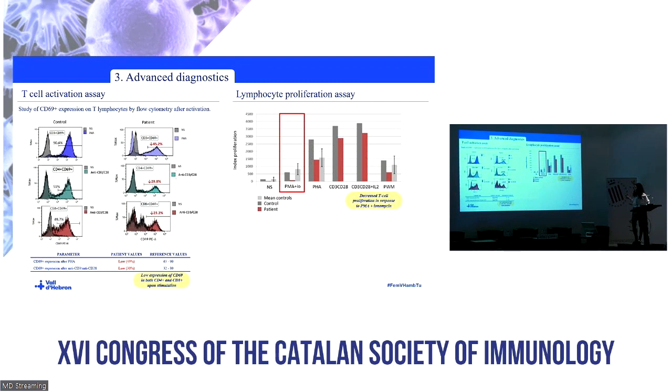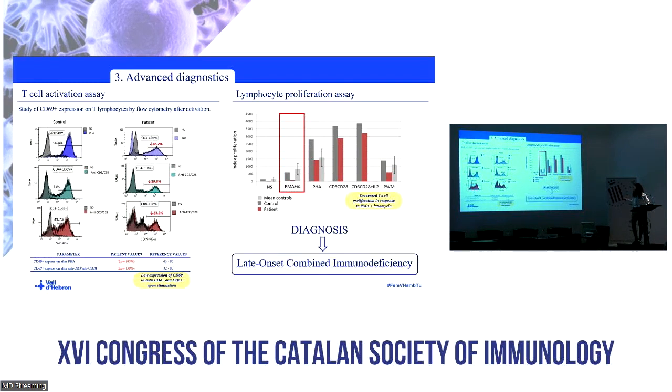The T lymphocyte proliferation assay was also assessed. The proliferation was normal when PHA and anti-CD3/CD28 were used as stimuli, and the proliferation was very low in response to PMA and ionomycin, thus indicating that possible distal intracellular signaling may be impaired.